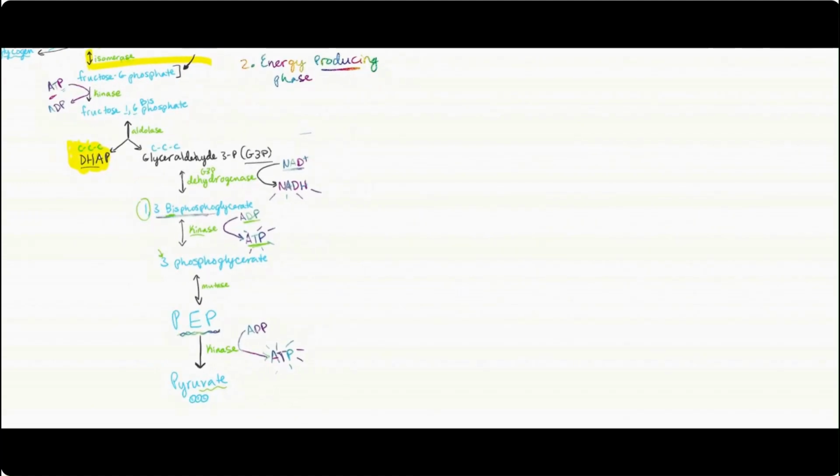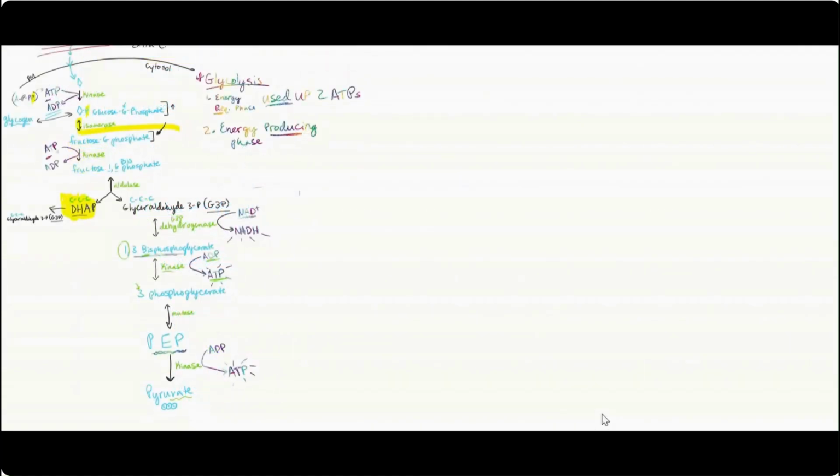Now, what happens over here? Let's talk about it. Essentially what happens here is DHAP can actually be converted into glyceraldehyde 3P or G3P.